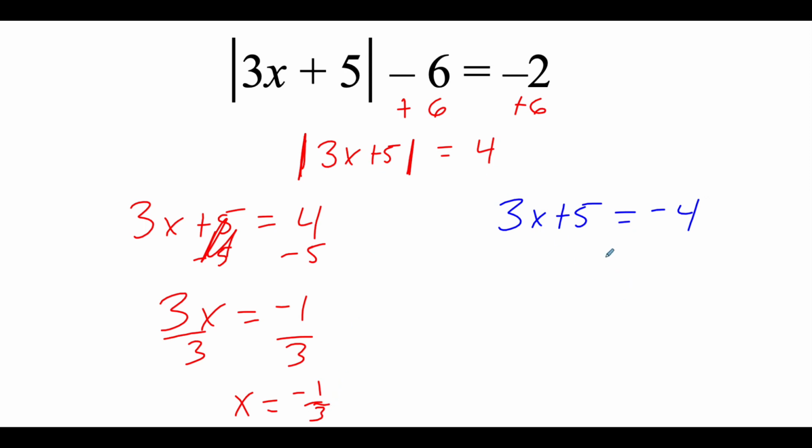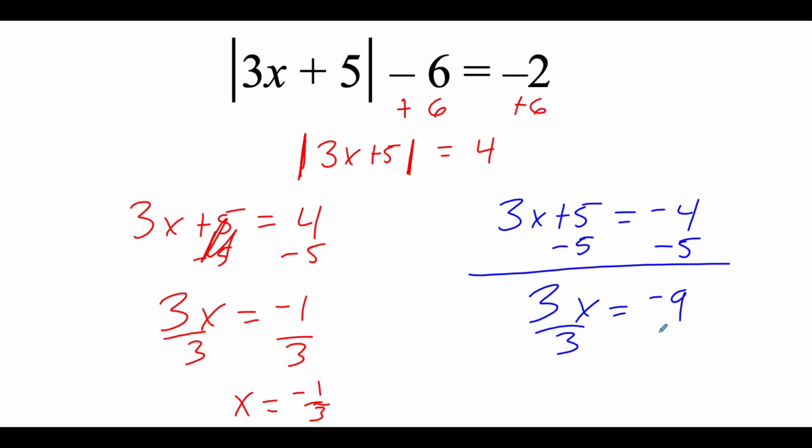Now if I go over to my other equation, to get rid of that +5, we're going to have to subtract 5 on both sides. So I'm going to get 3x equals -9. Then if I divide by that 3 that's attached to the x right now, I'm going to get an x value of -3. So our 2 answers in this case are -1/3 and -3.